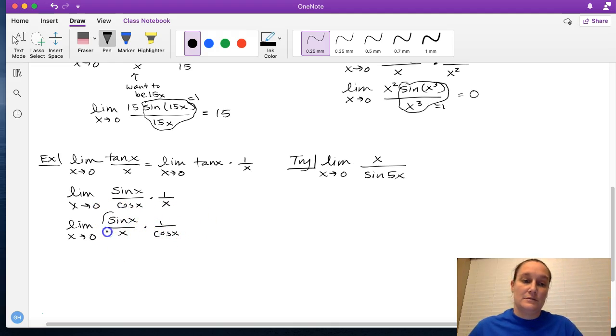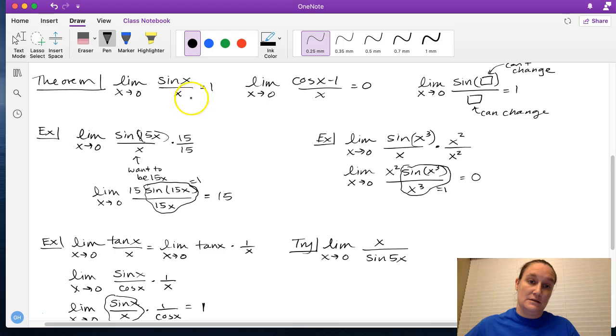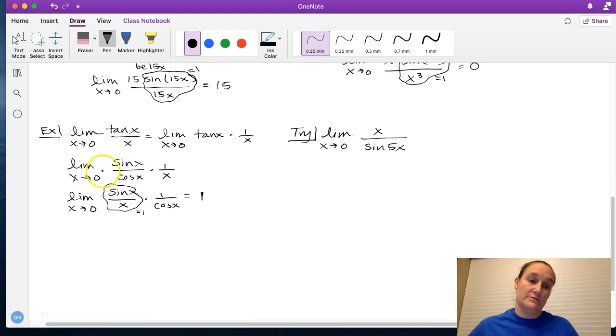All right, our theorem says that this equals 1. And so we're just left with the limit as x goes to 0 of 1 over cosine of x. So we plug in 0, cosine of 0 is 1. So that whole thing equals 1. So we have now just proven that what we're doing with sine, this theorem for sine, also works for tangent.